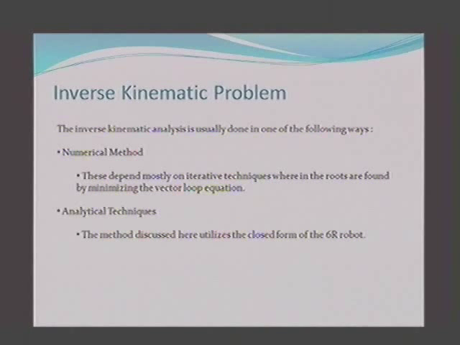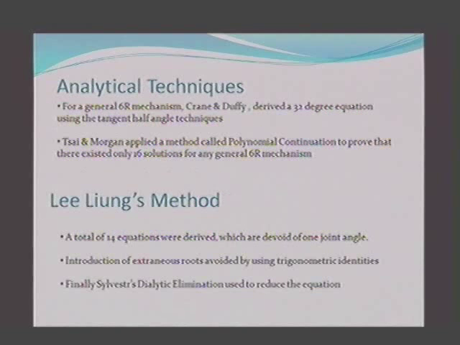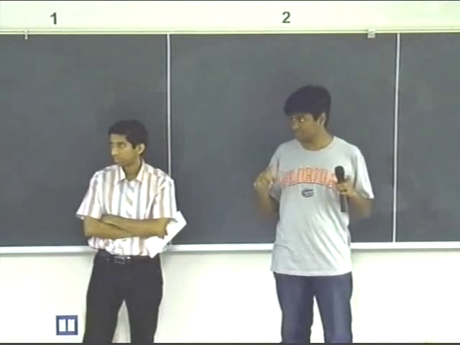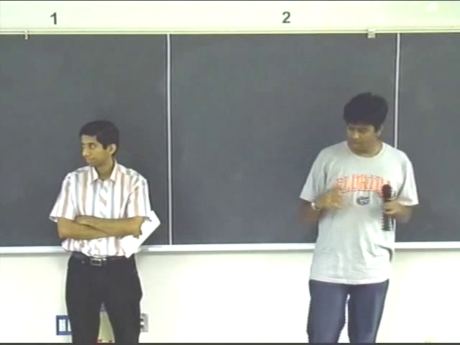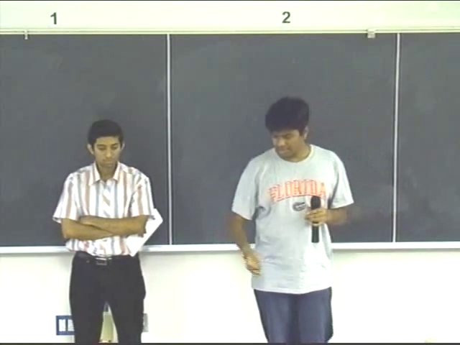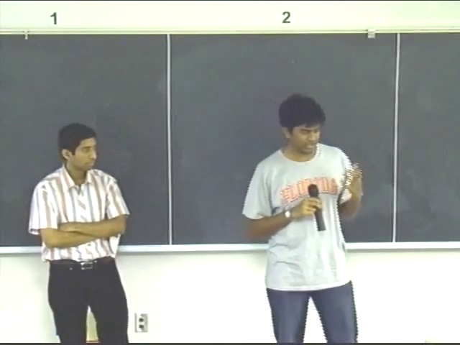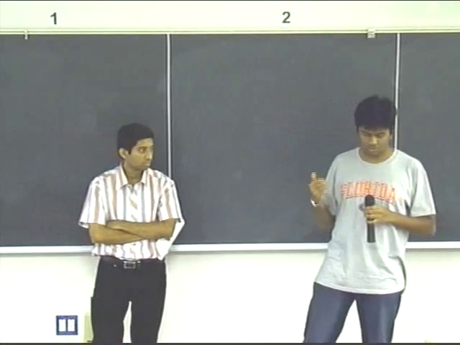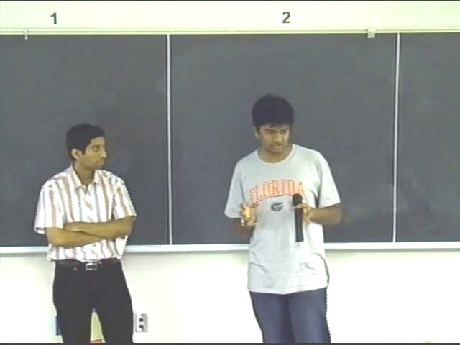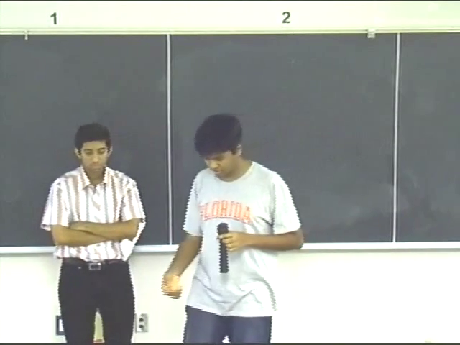where we try to minimize the cost function, which is usually the vector loop equation, and then we have the analytical techniques. For the analytical techniques, we learned Crane and Duffy's method, which finally drops down to a 32-degree equation for the 6R robot, and Tsai and Morgan use polynomial continuation to prove that there are only 16 solutions for any general 6R robot, and you'll basically only get 16 solutions as opposed to 32 in Crane and Duffy.